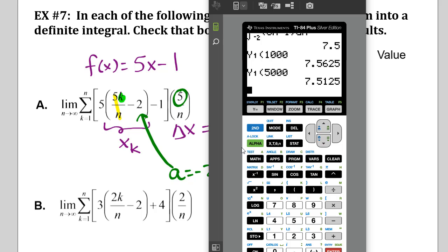So now you try it in the next examples, B and C, and then you can come back and check if you have problems. You can also check your answer in the answer key.